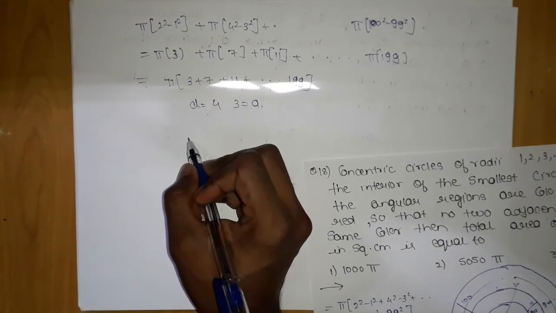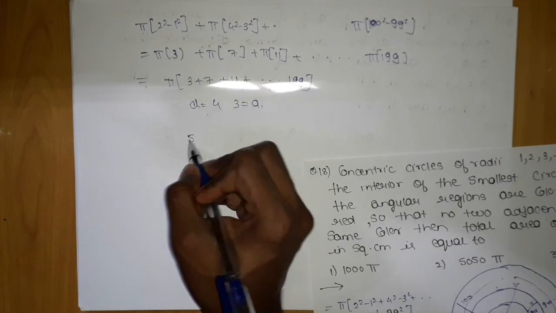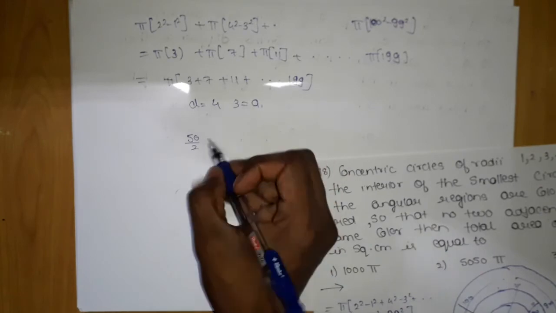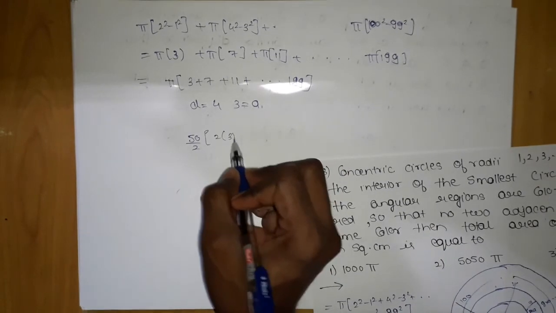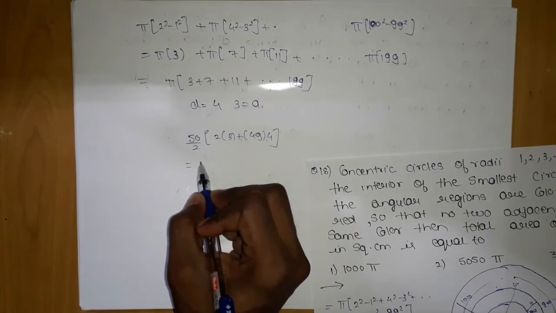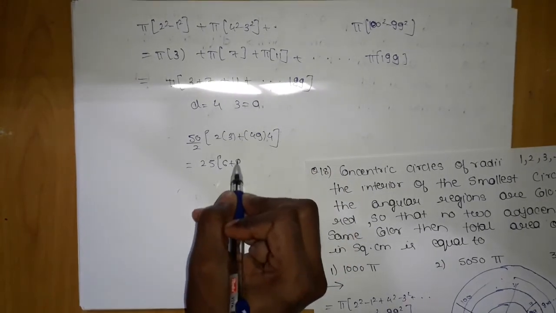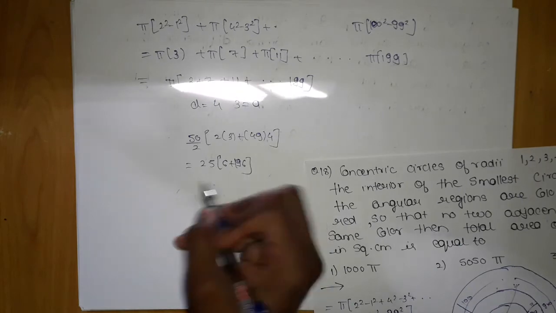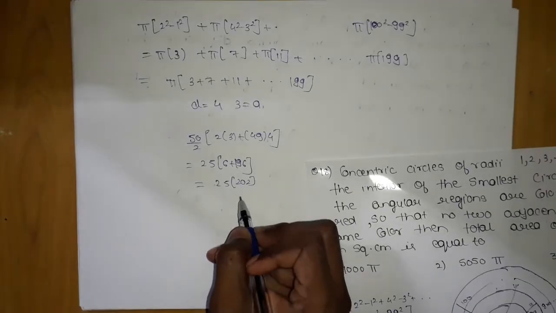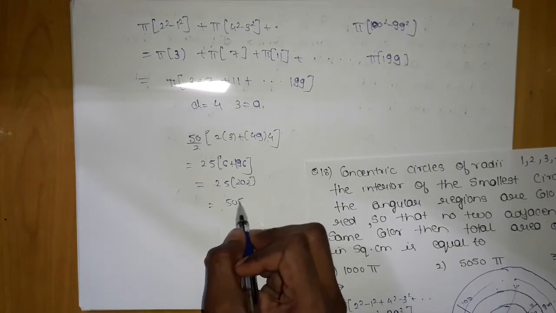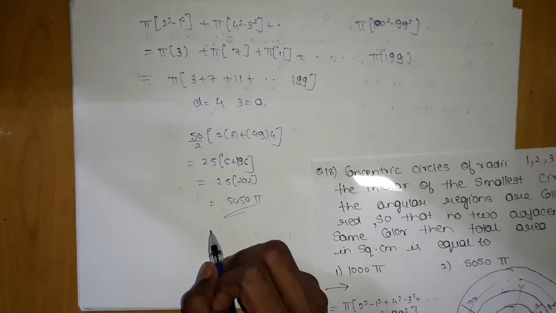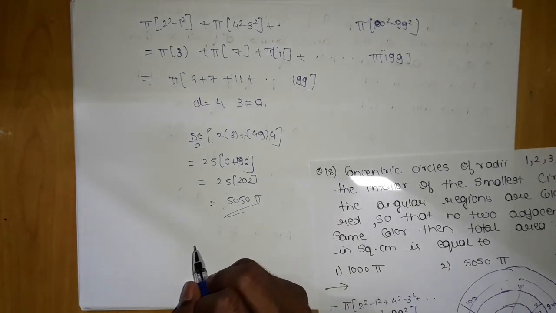And how many terms are there? All odd terms, so 100 terms with only odd ones gives 50 terms. So 50 by 2 into 2 into 3 plus 49 into 4, which will give me 25 into 6 plus 196, which will give me 25 into 202, which will give me my final answer of 5050 pi. So this is our answer. Hope you have understood both the methods. Now we will move on to the next problem.